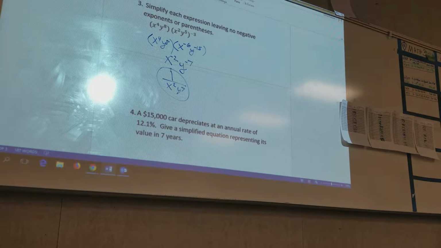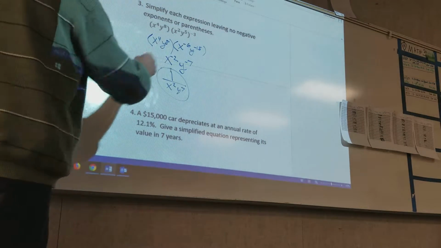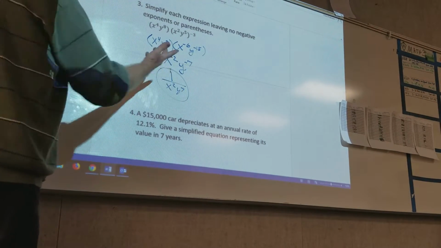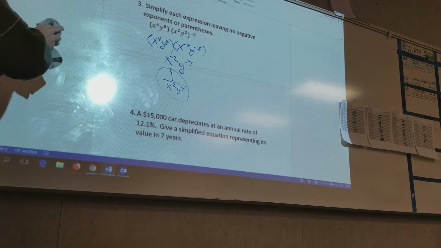All right, can I erase that one? What if one of those was positive? It would stay on top. Oh, okay. And you wouldn't have the one there? You'd have that one over there. So if this were negative and that were positive, I'd have x to the 2nd on top. Okay. Can I erase it?